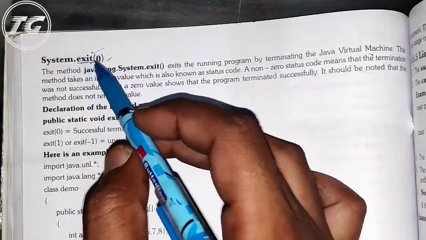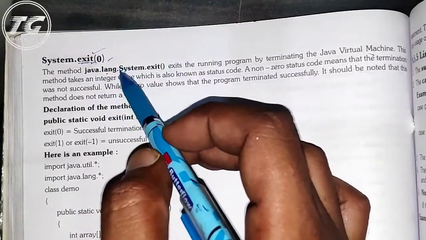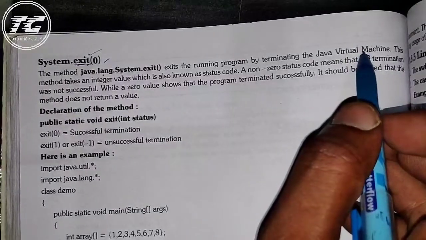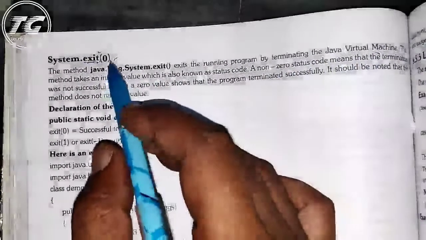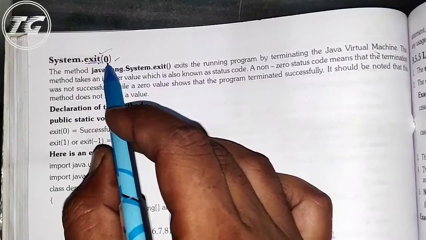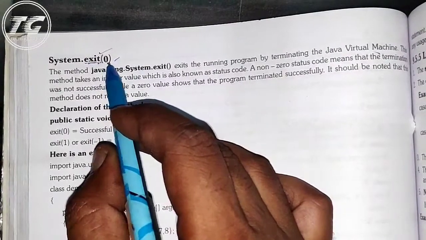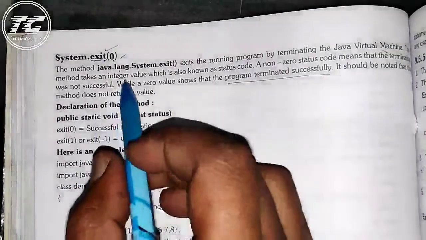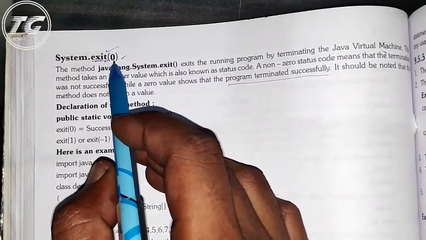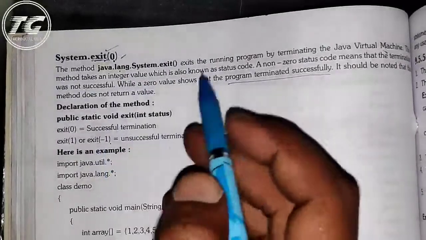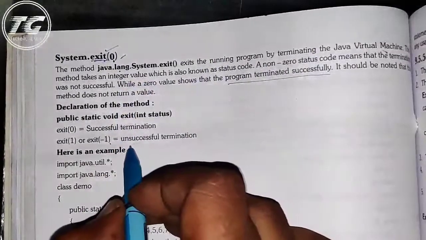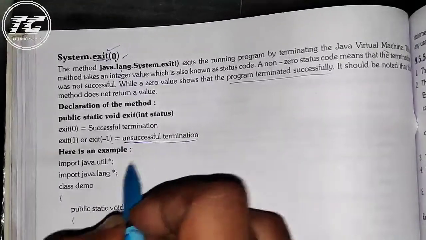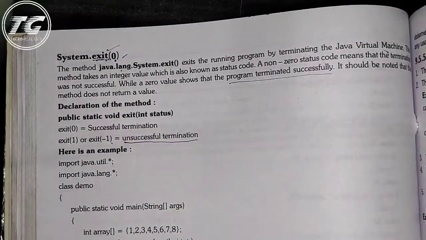If you use system.exit 0, it means your program will be executed by terminating the JVM. So 0 is the code value or the status. If 0 is given, it means the program is terminated successfully. If any other value is given, like 1 or -1 or any other number, then it means the program is stopped or completed unsuccessfully.